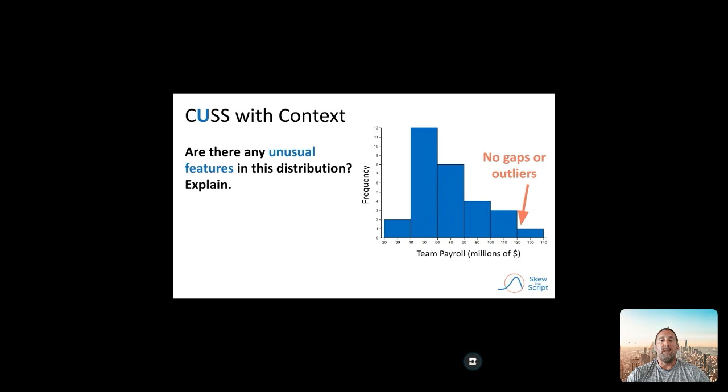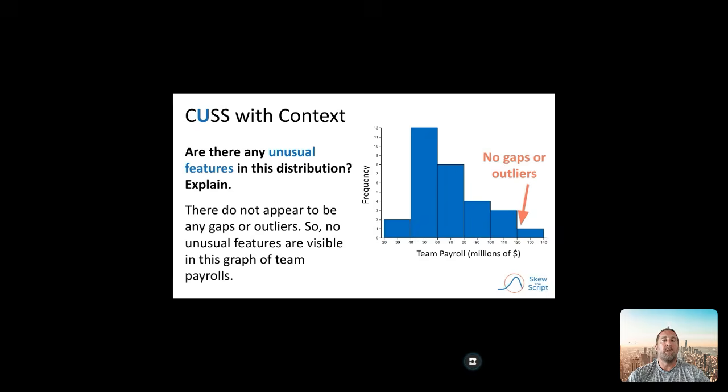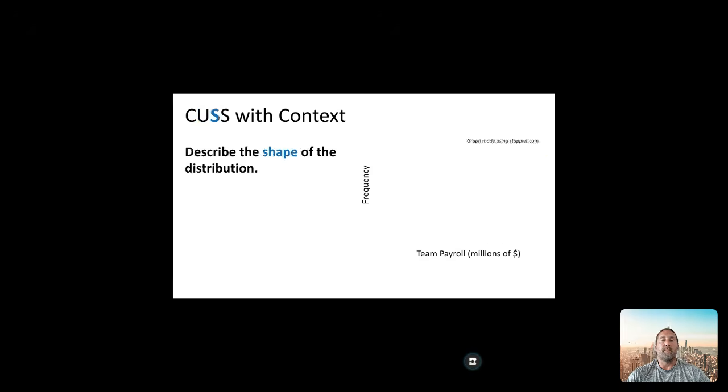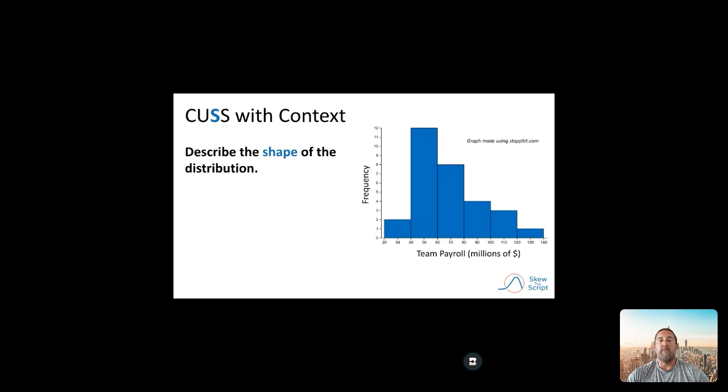As you can see, there's no gap. And the highest paying team is no longer paying an unusually high amount compared to the rest of the data, so it's likely not an outlier. So we can respond that there do not appear to be any gaps or outliers, and therefore no unusual features are visible. You may be asked about the shape of the distribution like this.